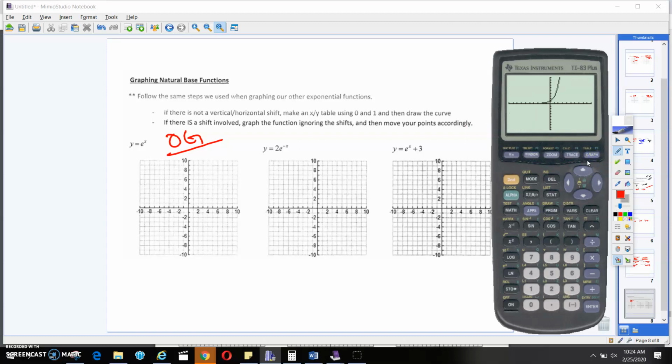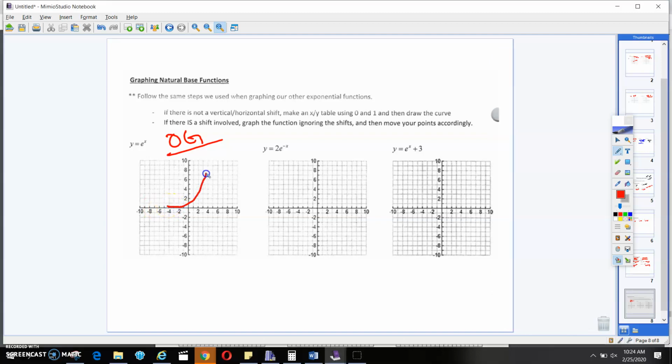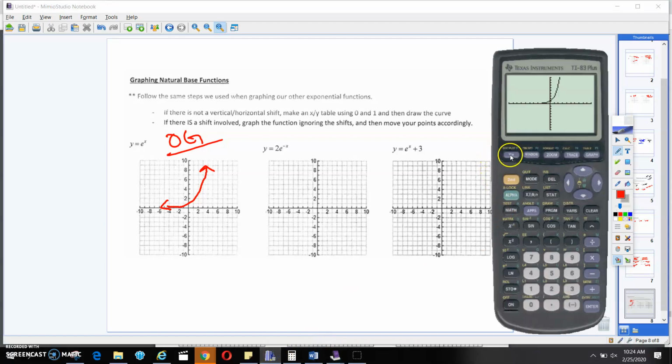Y'all used to do exponentials in Algebra 1. Okay? You just didn't use e. But this is actually what it looks like. So you've got this parent function that's like, yeah, boom. Okay? Again, I don't care what your graph looks like. Just give me a sketch.